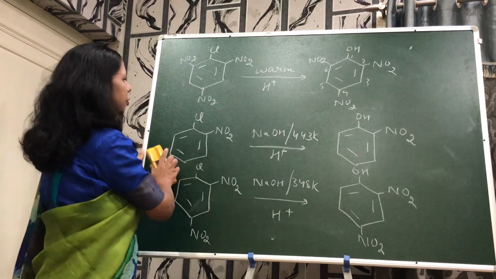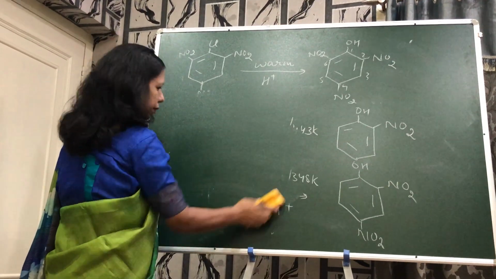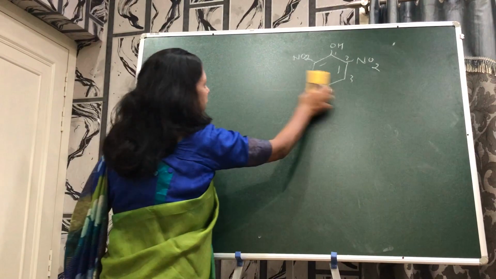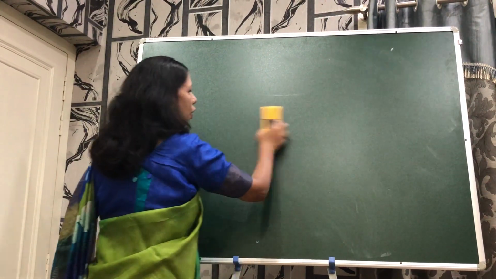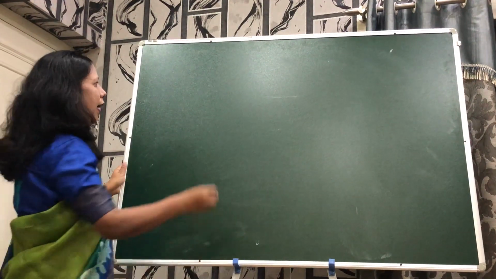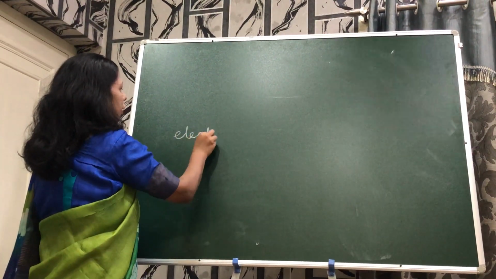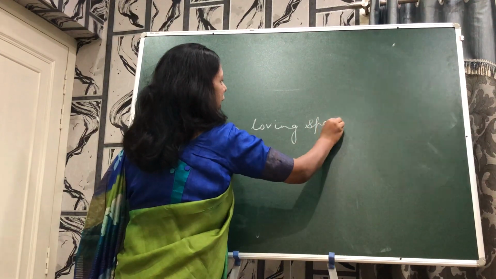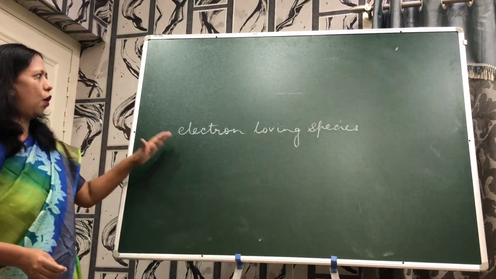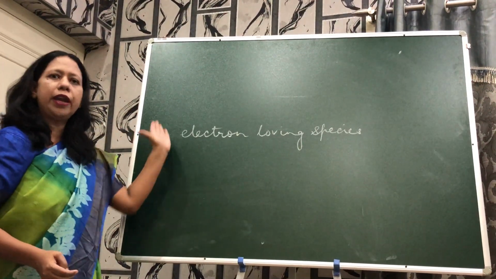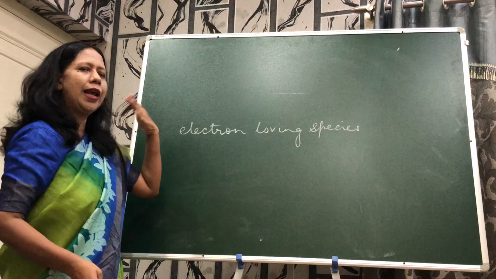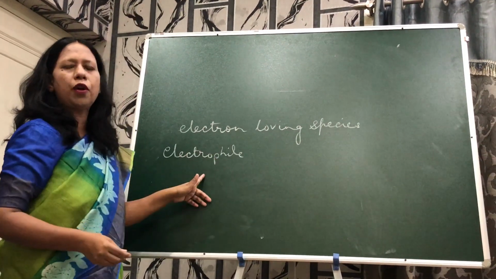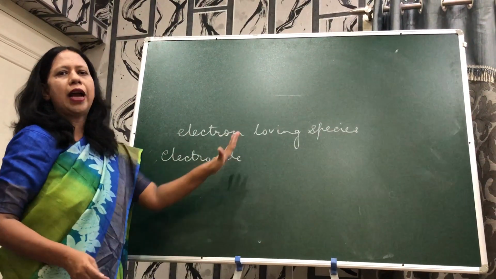Let us see electrophilic substitution reaction. Electrophilic substitution, as the name implies, means attack of an electrophile. An electrophile is an electron loving species. That means it would look for a negative charge anywhere in the reaction substrate.